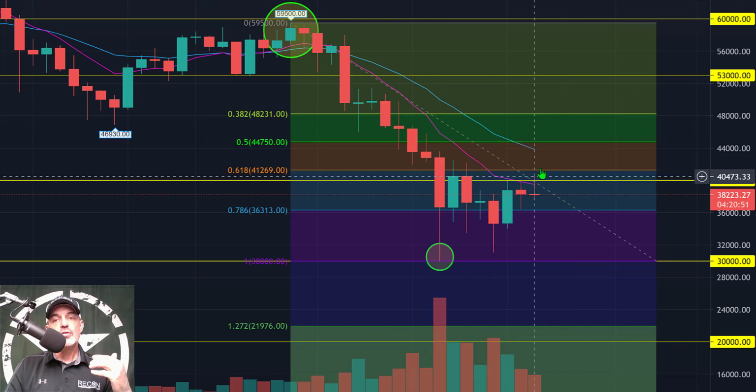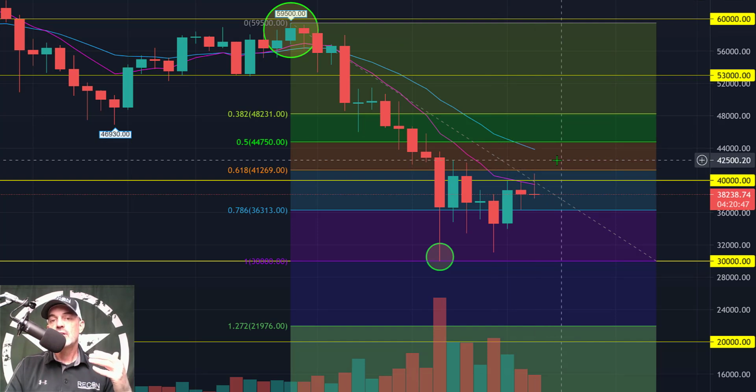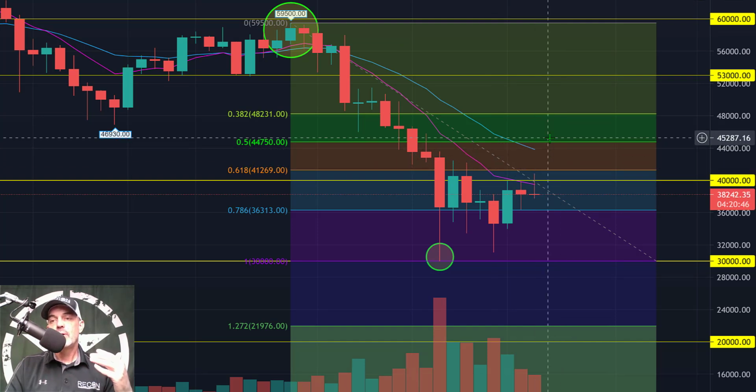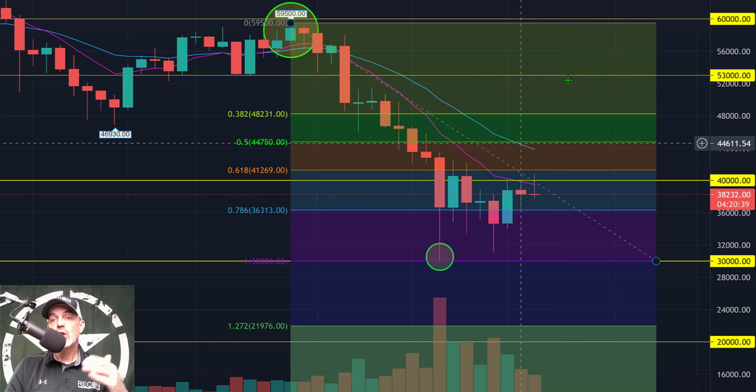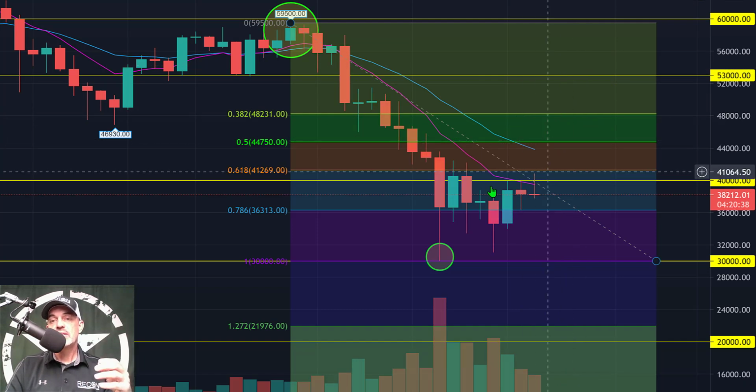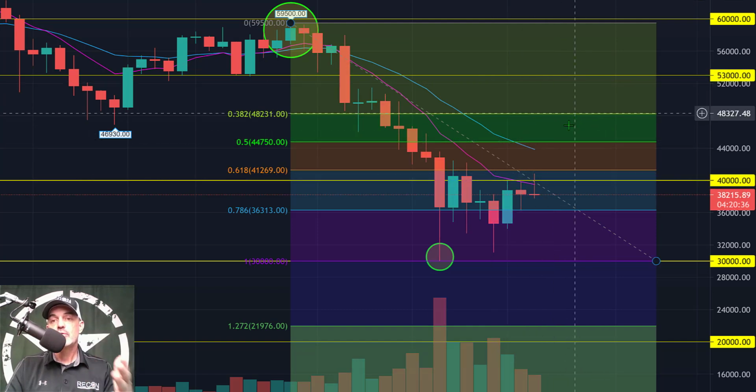And so for the upside, the first level we need to get above is somewhere between 41 to 42,000. After that, we really need to get above probably 45,000, and then 48 to 50,000. Those are our targets for the upside if we can start to see the bulls take back control.